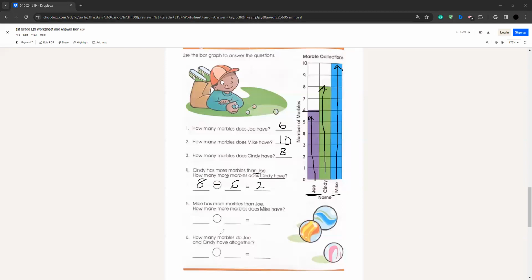Last one, number 6. How many marbles do Joe and Cindy have all together? All together tells us we need to add. And then they ask us for Joe and Cindy. So we count Joe's, that's 6, plus 8, Cindy's. And then we have 14. Because 8 plus 6 is 16. Or no, 14, sorry. 8 plus 6 is 14. 6 plus 8 is 14.